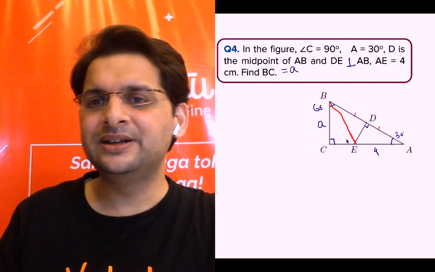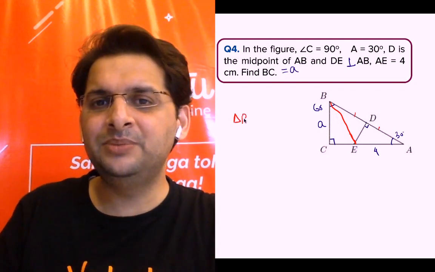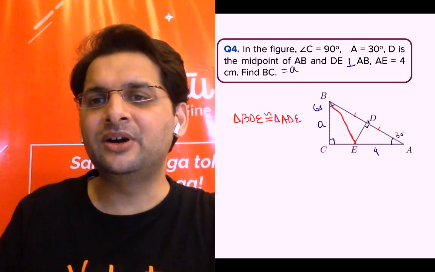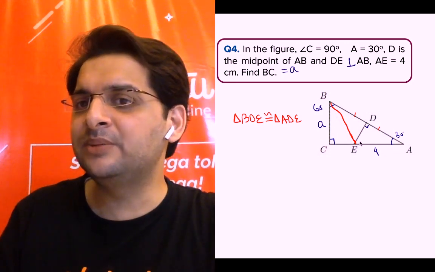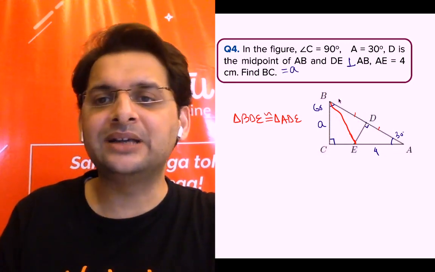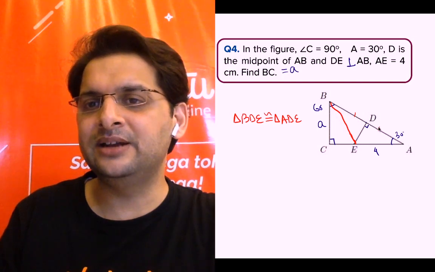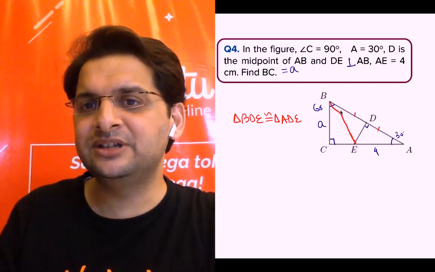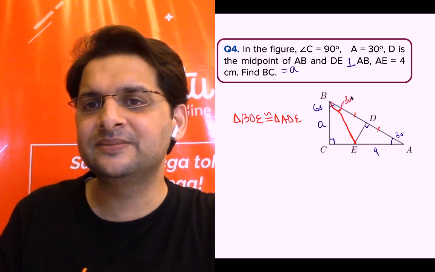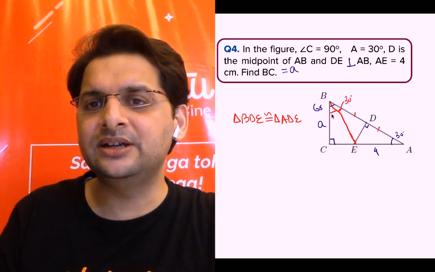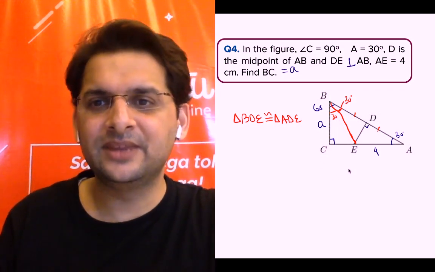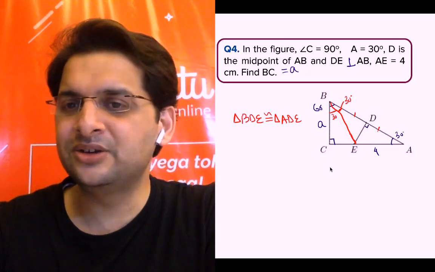D is a midpoint. So can I say triangle BDE and triangle ADE, they are congruent? Because D is the perpendicular bisector of AB, because ये equal है and 90 degrees है. So these two are the same. So this means this angle is 30 degrees, and this angle is also 30 degrees. Now, this is a good enough hint.